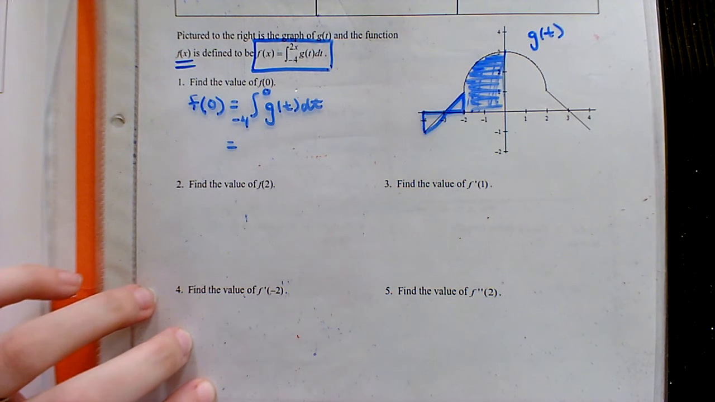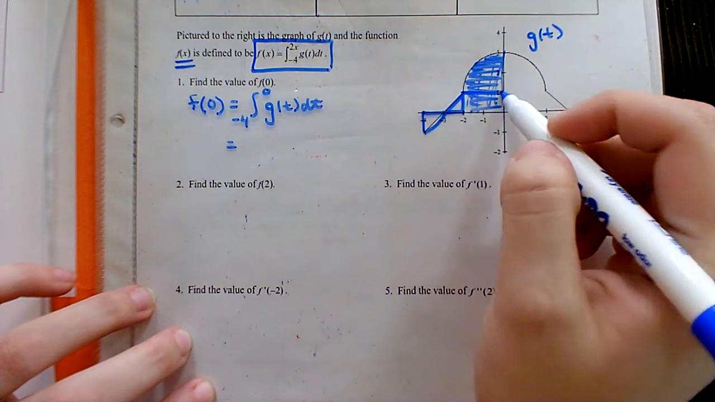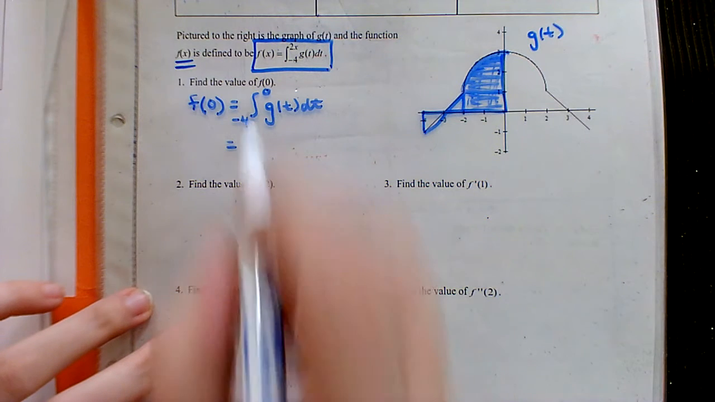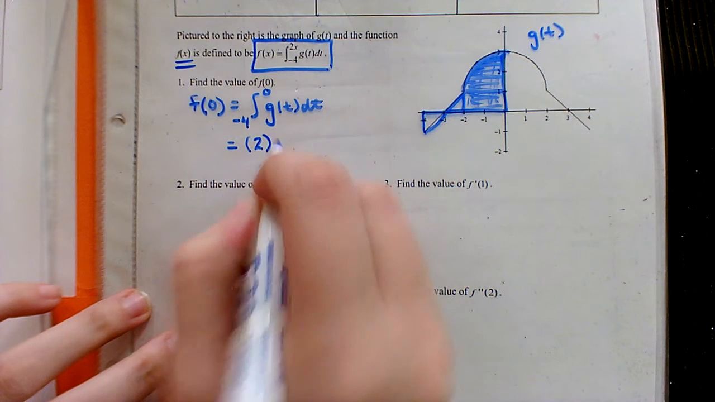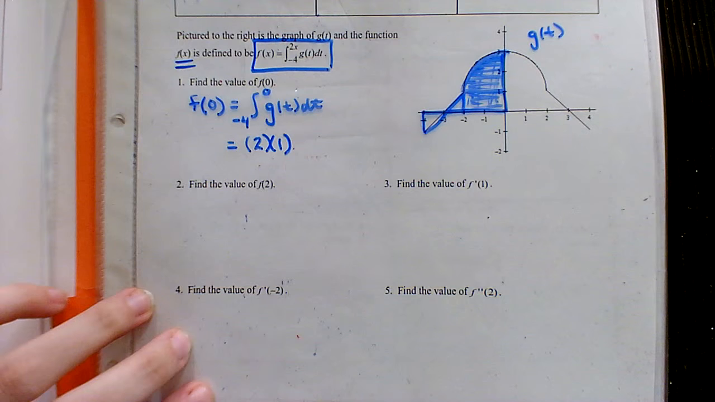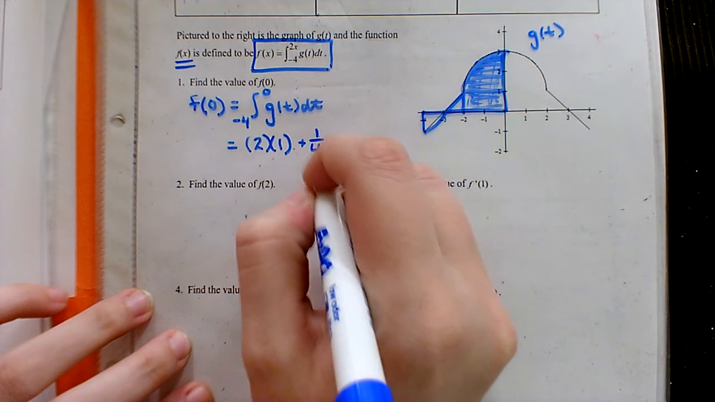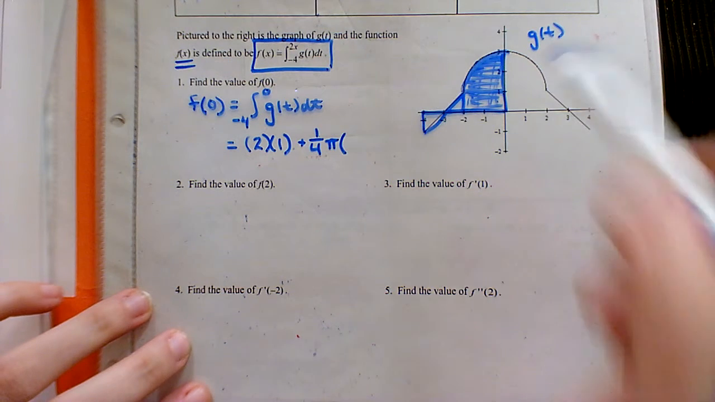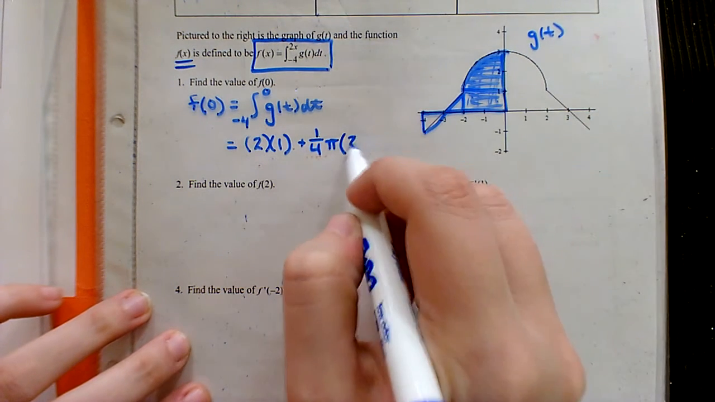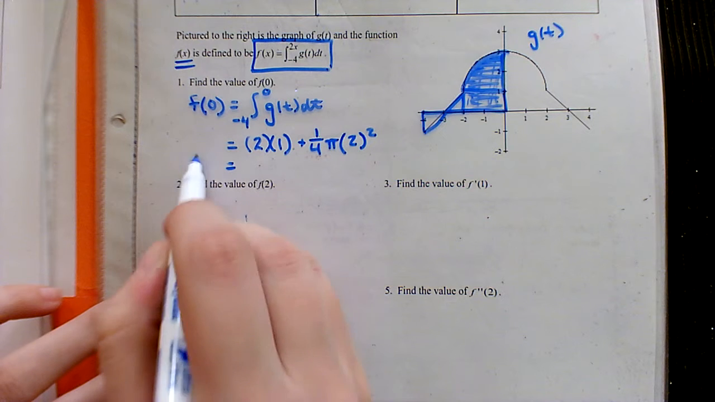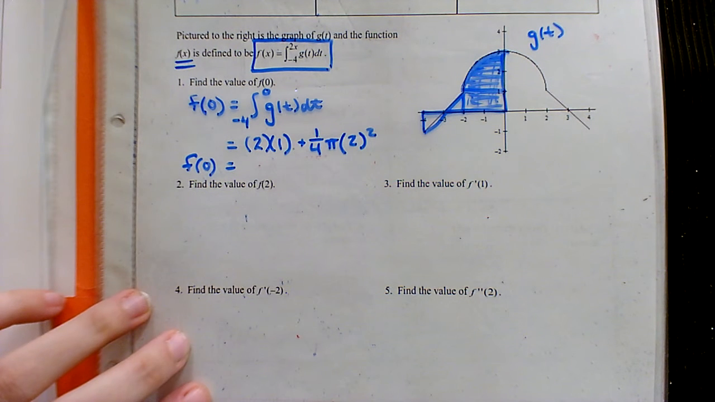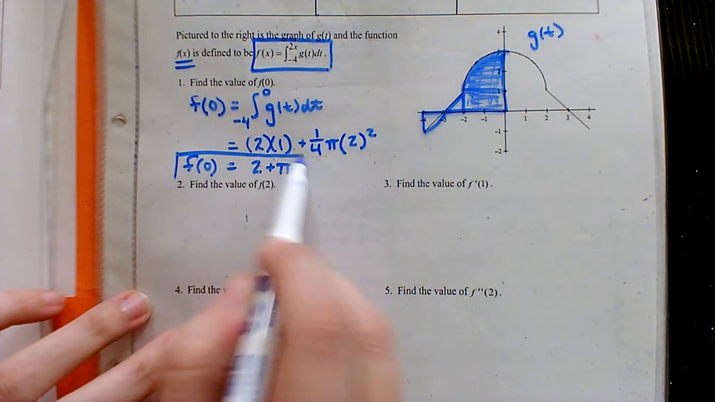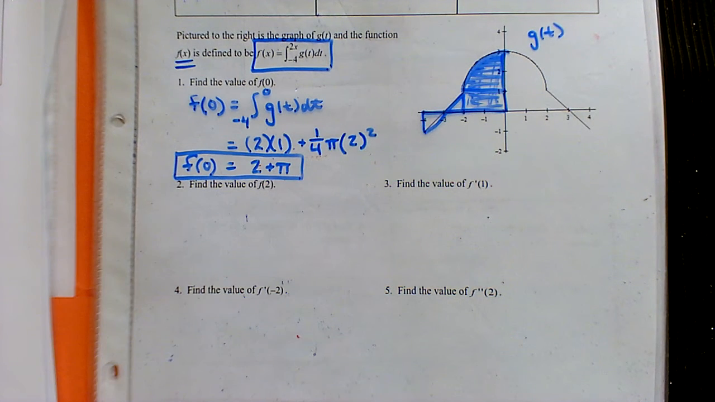And if you section it off into familiar geometric shapes, it looks like we have a rectangle we need to find and a quarter of a circle. So area of a rectangle would be base times height. And then for the quarter circle, we need 1/4 pi times the radius squared. Looks like the radius would be 2. So 2 plus pi, looks like. There's the value of f of 0.